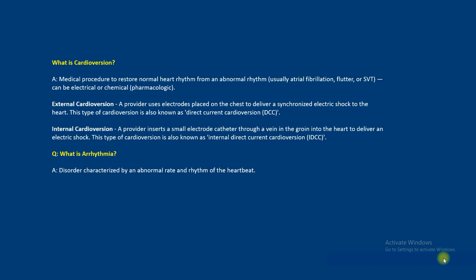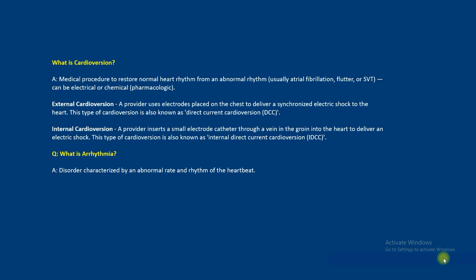Next, we have internal cardioversion. The purpose of cardioversion is the same. In internal cardioversion, the electrode is inserted through the vein in the groin and into the heart. So that is internal cardioversion. We don't need to worry, as we don't have any separate codes for external and internal cardioversion, but we need to understand the technique related to cardioversion.